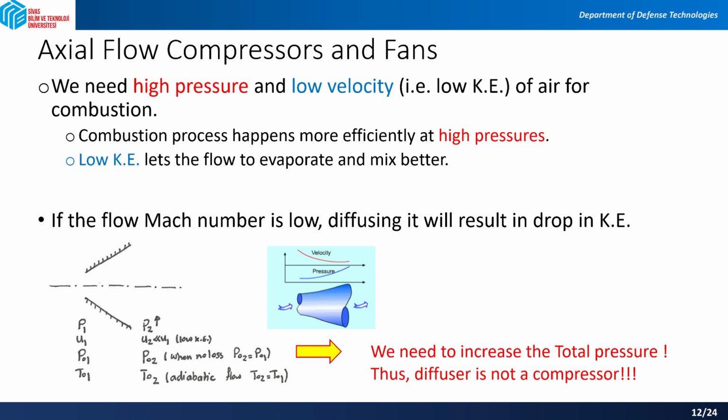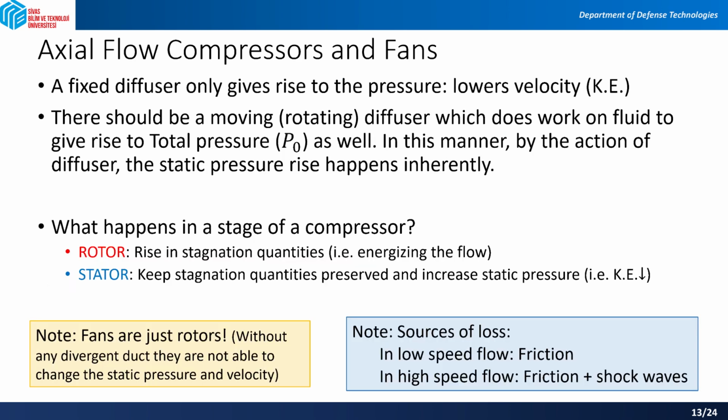So it means that it is not suitable as a compressor. So what to do? We said that a fixed diffuser only gives rise to the pressure, right? Because it only lowers the velocity or kinetic energy. So you have to have a moving or rotating diffuser which does work on the fluid to give rise to total pressure as well. And as you know, in this manner, by the action of the diffuser itself, the static pressure rise happens inherently.